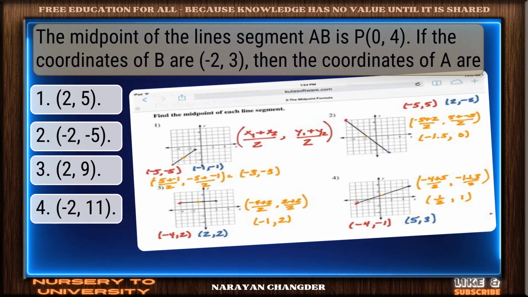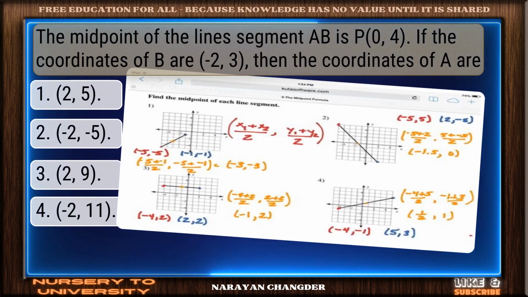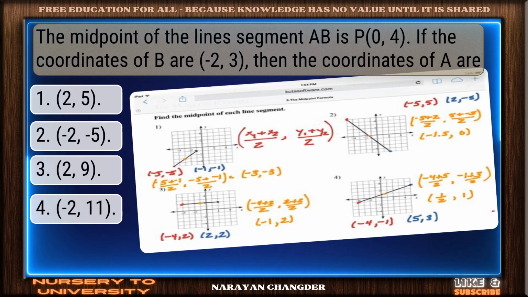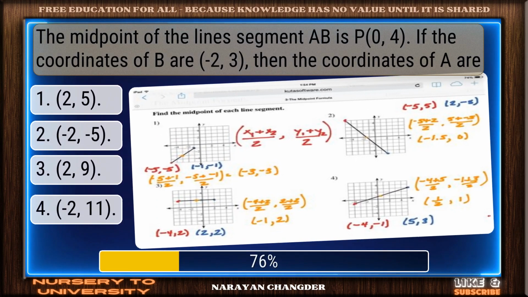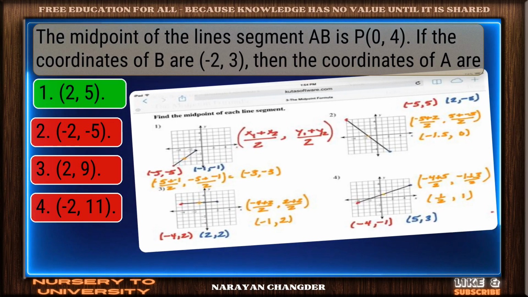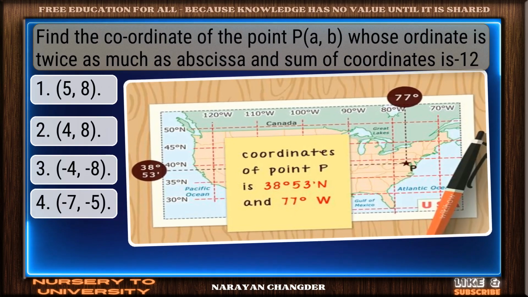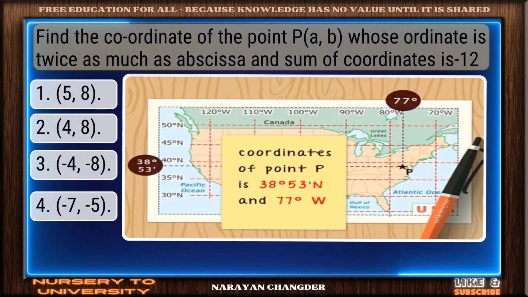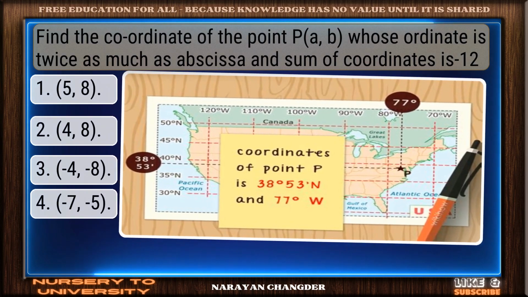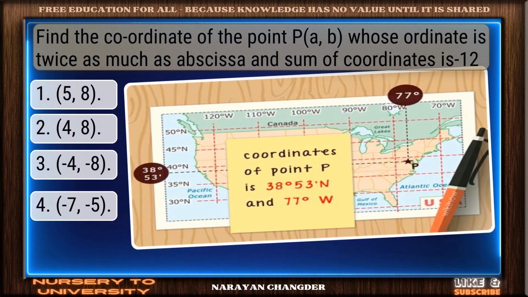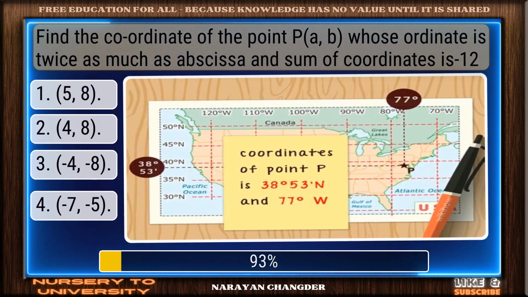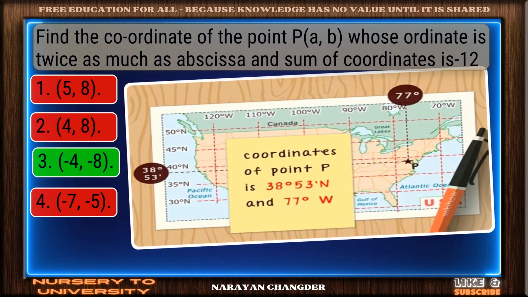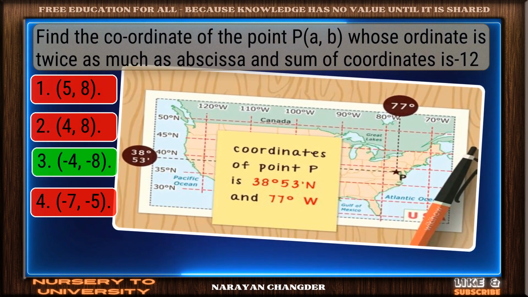Question number 35. The midpoint of the line segment AB is P. If the coordinates of B are, then the coordinates of R. Right again is a valid answer. Question number 36. Find the coordinate of the point P, whose ordinate is twice as much as abscissa and sum of coordinates is 12. Good thinking is the right answer.